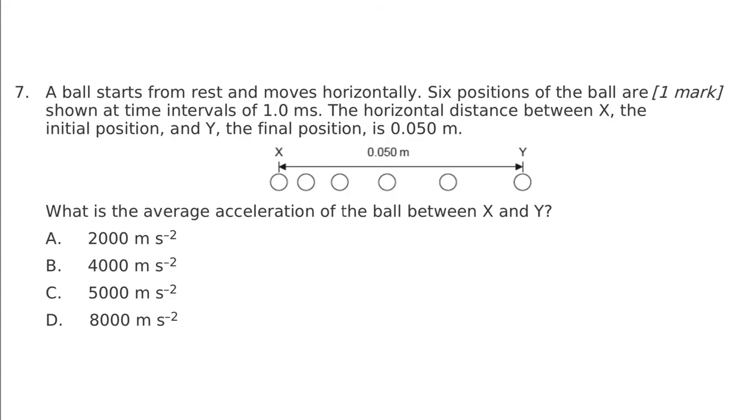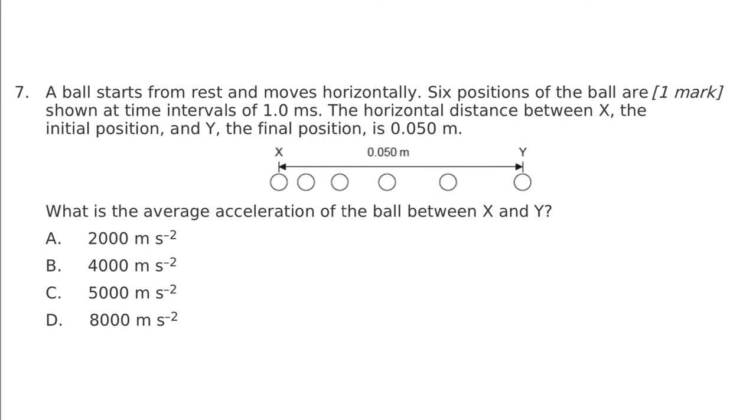We want to know the acceleration of this ball now. Okay, we're told the time intervals, and we're told that there are 6 pictures, and so therefore 1, 2, 3, 4, 5 time intervals. The total time is therefore 5 times our 1 millisecond. Okay, and we're also told our total displacement.